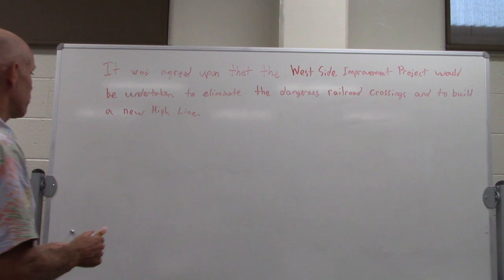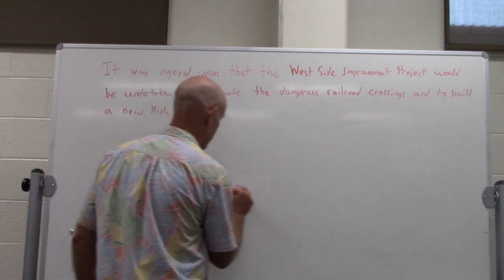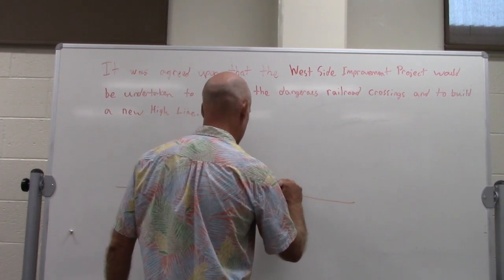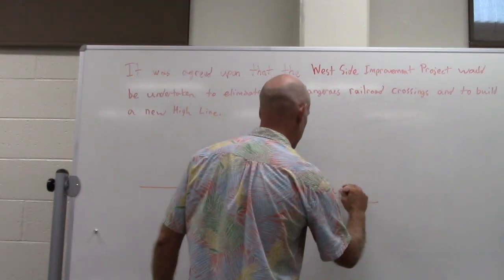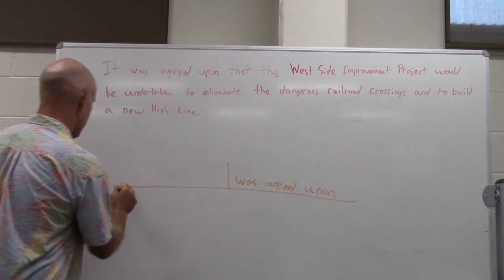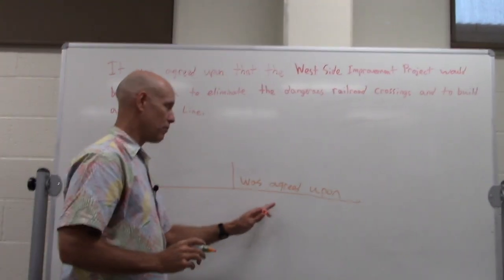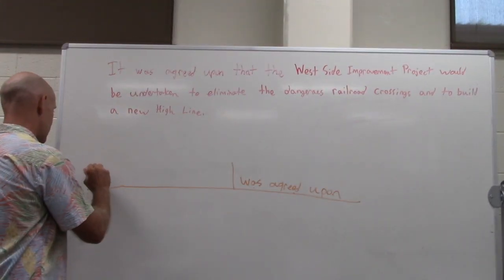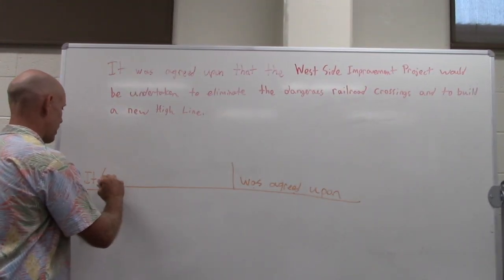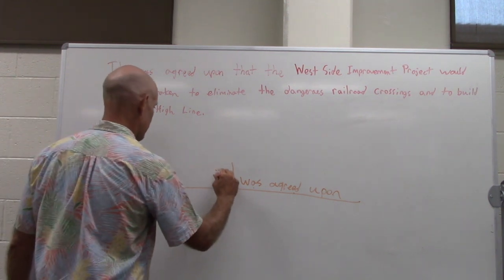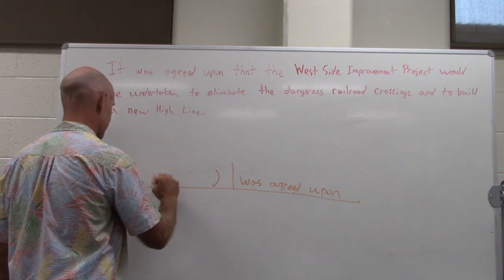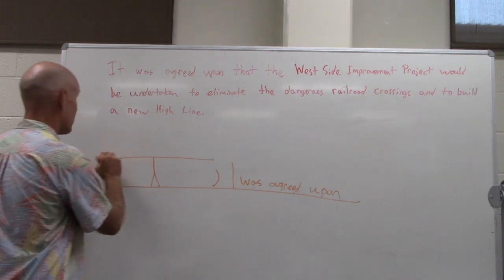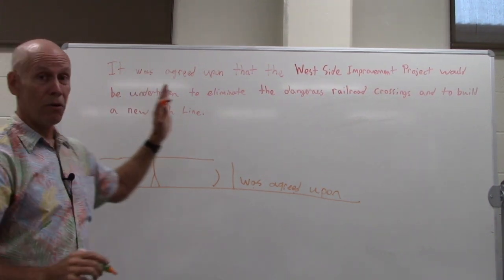So it was agreed upon. Already we have a be plus en with a phrasal verb. So we know it's passive, and we know it must be a pattern 7, but there's a be plus en, so it'll look like the 6 here. It, and what is the thing that's being repeated with it, buddy? Can you see that? It. What is the it? What is the something? It was. What's the something? It's the West Side Improvement Project. The whole thing is the something.